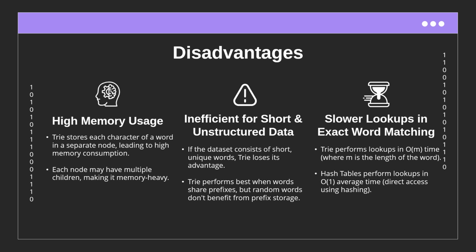There are also some disadvantages of using a trie compared to other data structures. A trie has higher memory usage than other data structures, as it stores each character of a word in a separate node, leading to high memory consumption. So compared to hash tables, which store entire words as keys, a trie requires multiple nodes for a single word. A trie is also inefficient for short and unstructured data such as user IDs like AB129X. It also has slower lookups than hash tables in exact word matching.